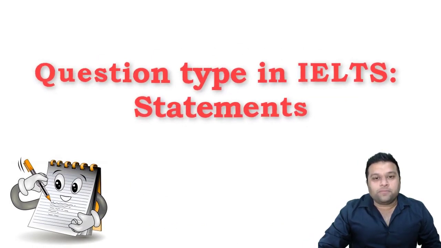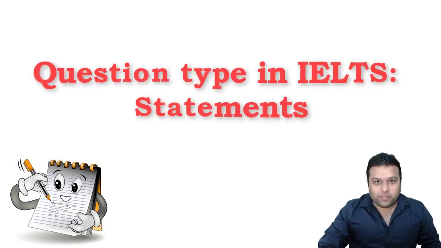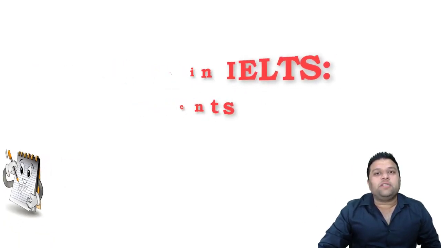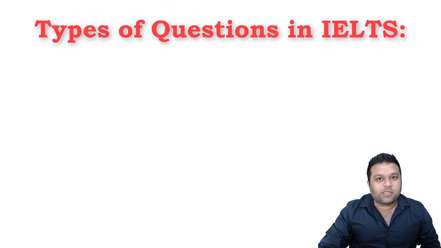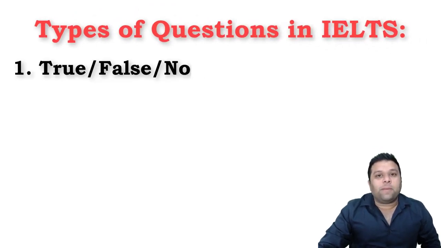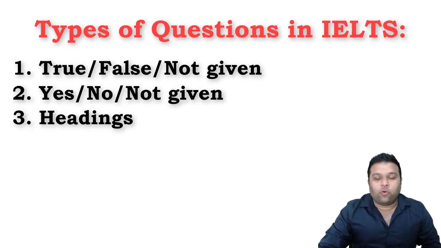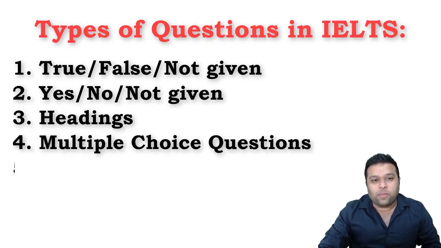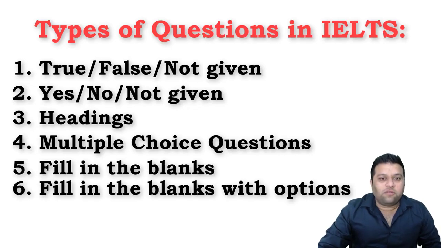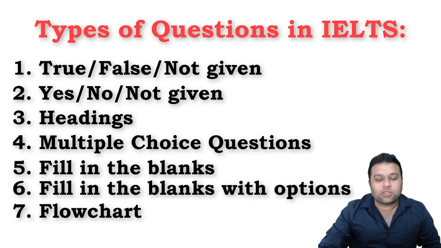Guys, I'm here today to help you with another question type in IELTS called statements. There is a total of 15 different types of questions in IELTS. For example, the first question type is true, false, not given. Second is yes, no, not given. Third is headings. Fourth is multiple choice question. There is fill in the blank. There is fill in the blank with option. There is flowchart. There are different types of questions.